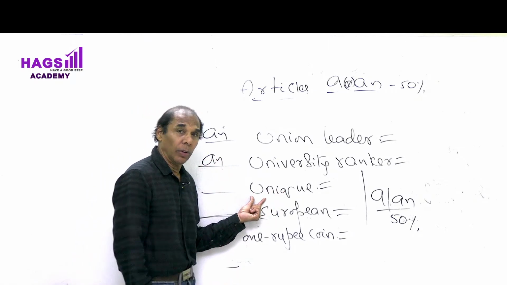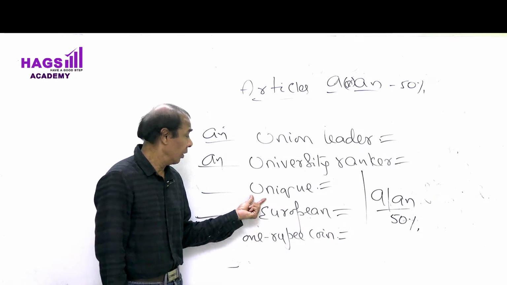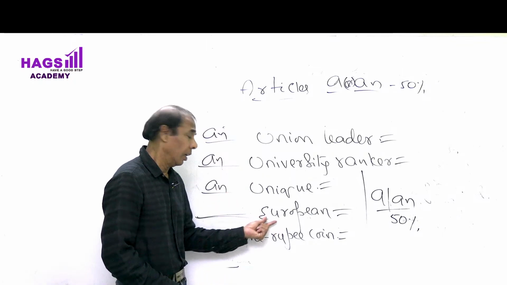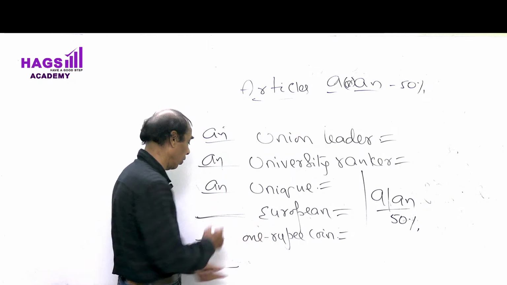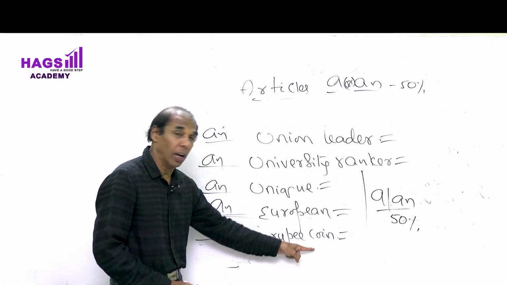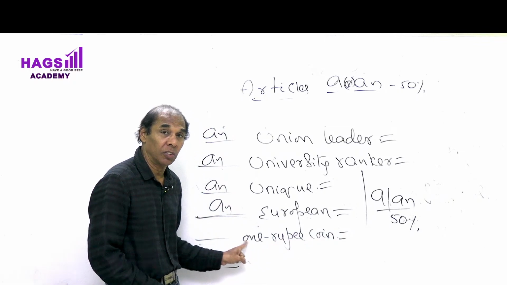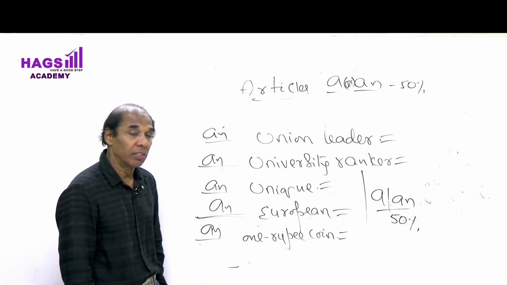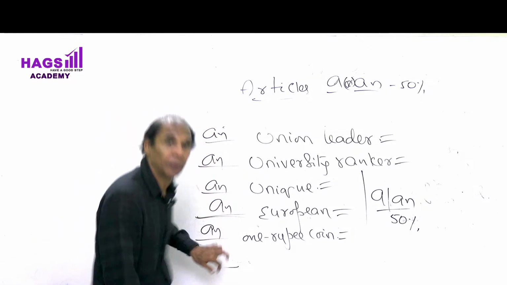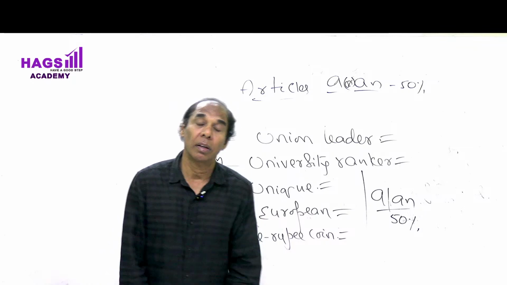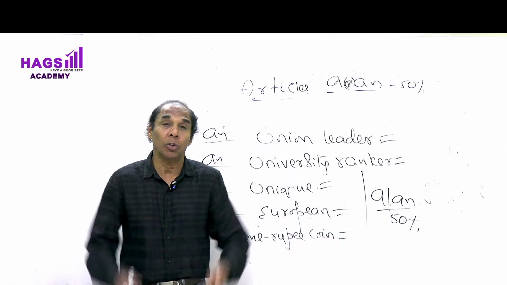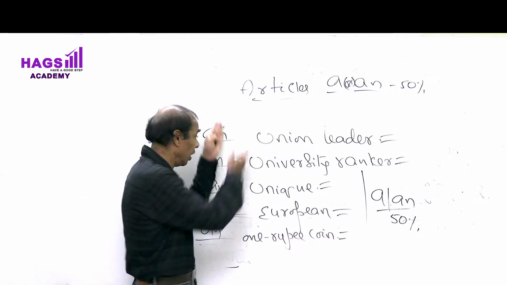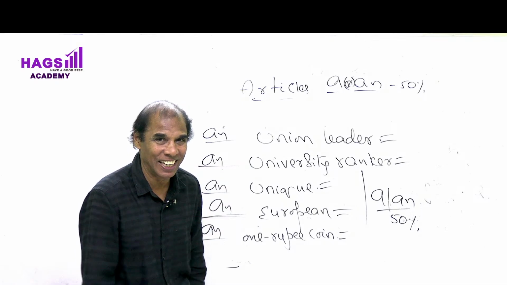Unique. U is a vowel, related to the vowel family. If the sound of the word begins with a vowel, use an. European. If the sound begins with a vowel, use an. One rupee coin. If the sound begins with a vowel, use an. Right? If you think like this, unfortunately these five are wrong. Why? Sir, what is this, sir? When the sound of the word begins with a vowel, you only taught us to use an before those words. Now why are you claiming these five words are wrong? This is your doubt. Am I right? What is the problem here?